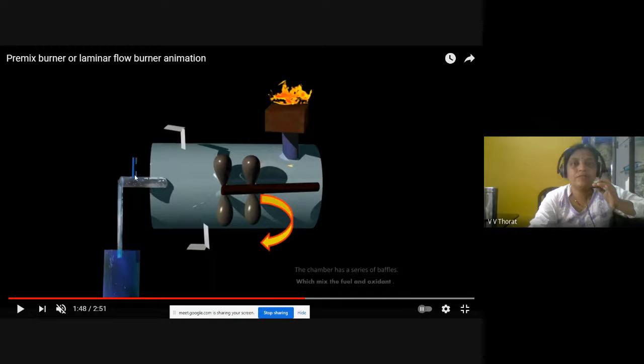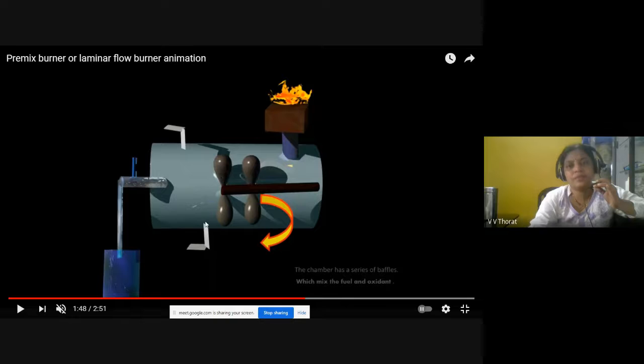Oxygen will come from this top tube, and from here you can see hydrogen. And these are the baffles. Are you all able to see my cursor? Yes, ma'am. So these are the dumbbell shape. What they have shown is the baffle. They keep on rotating, and these three components will get mixed here, and then they are struck by the baffle.